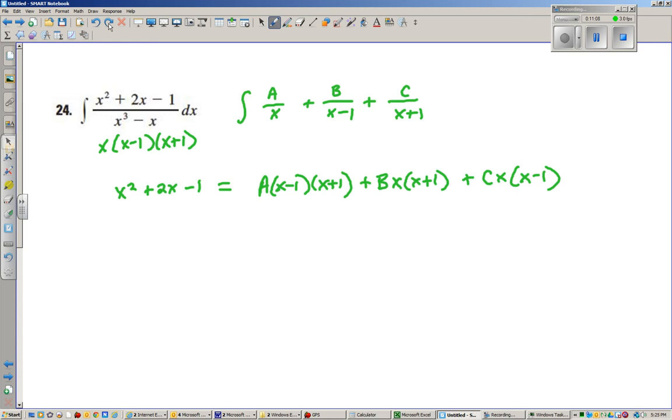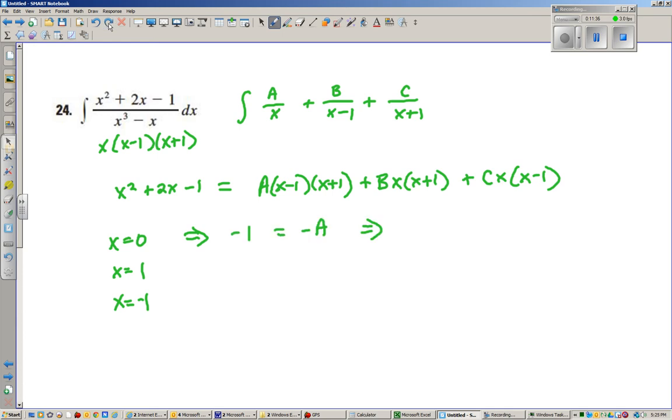So remember that little trick we talked about: what are the zeros of that denominator, and aren't there three of them? Namely, x could be 0, x could be 1, x could be negative 1. So let's put 0 in that left side, that is x squared plus 2x minus 1. If we put 0 in there, doesn't that suggest that the left side is a negative 1?